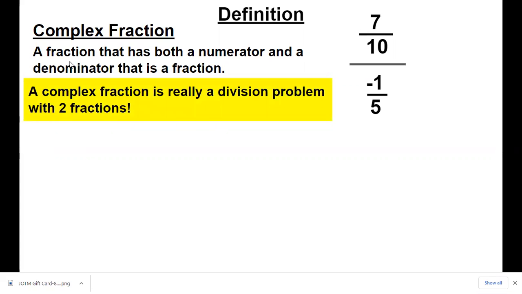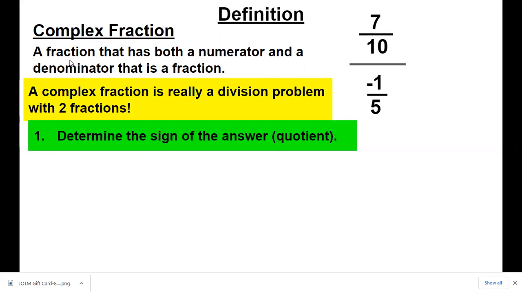A complex fraction is really a division problem with two fractions. It's really 7/10 divided by -1/5. So determine the sign of the answer. So we have a positive divided by a negative. So our answer is going to be what? Different signs, negative answer. So our quotient will be negative. So we know that one.